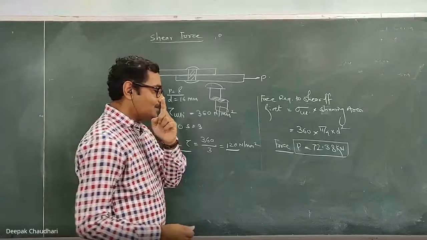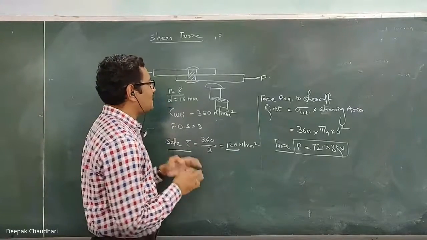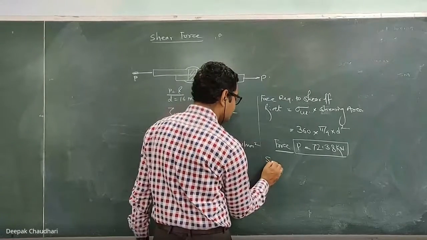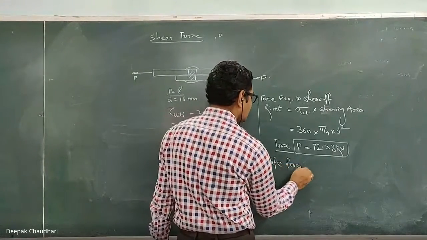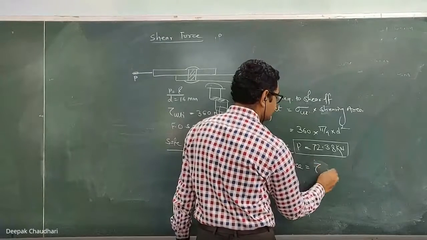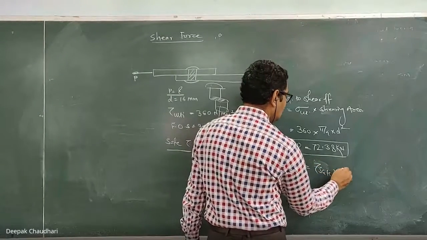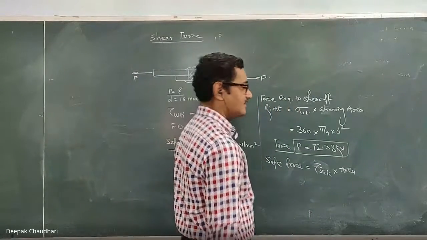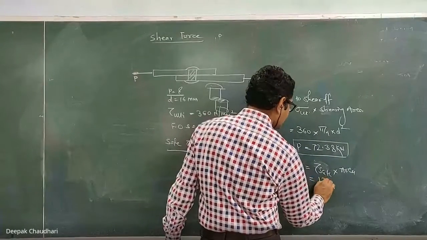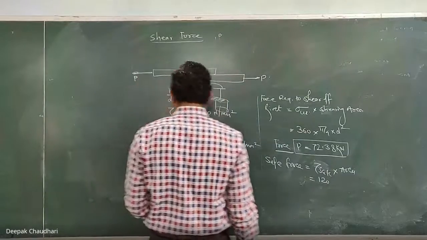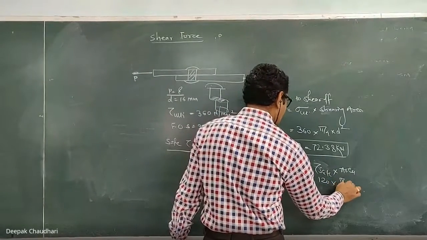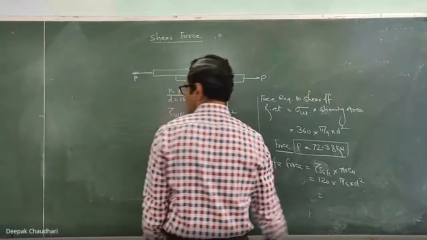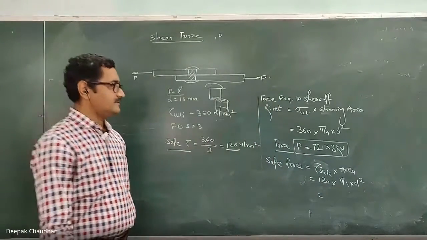Okay. In the second part, we have to find out the safe force P that the rivet can carry. So for the safe force, we have to take the safe stress into the resisting area, or the area under shear. The safe stress is 120, considering the factor of safety of 3. So it is 120 into the area, pi by 4 into d square. Substitute the value and get the answer of force P. Okay, tell me how much is that?